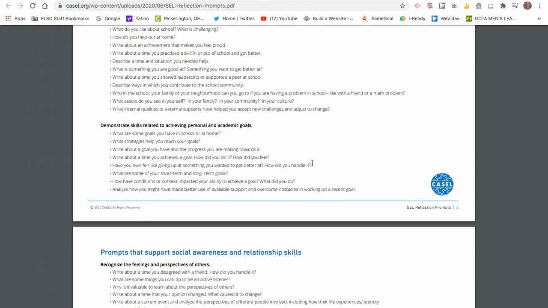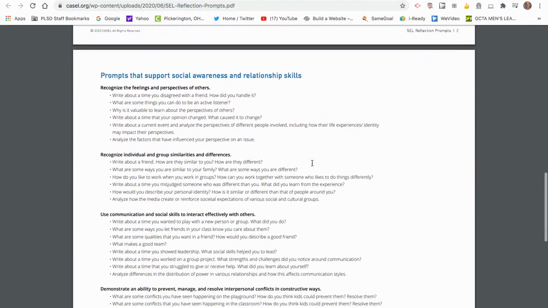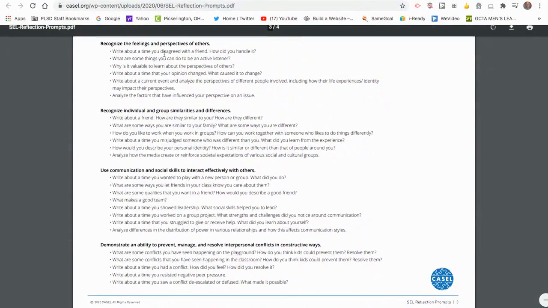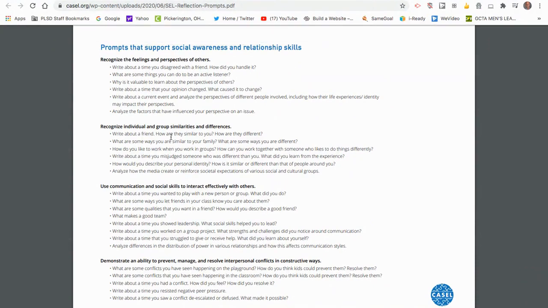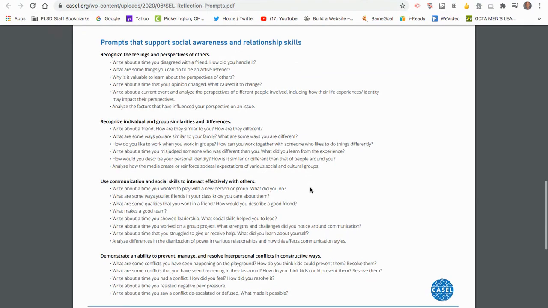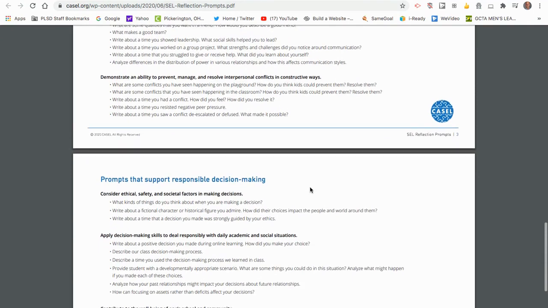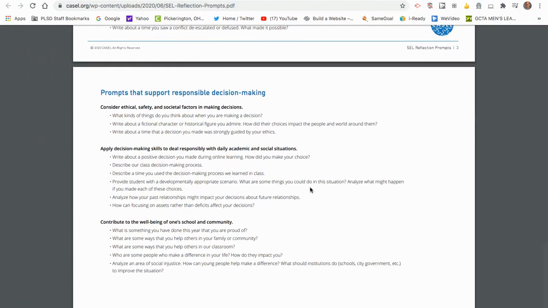One thing that I like to do with reflections is ask the question at the end of a unit: what did you learn from this? And how did you feel about your own work during this process? And then you're getting a good understanding of where they are. So here are other prompts on feelings and perspective of others, recognizing individual and group similarities and differences, communication and social skills. These are a slew of really good questions, the ethical questions, like what kinds of things do you think about when making a decision? So it's really getting into deep reflection there.